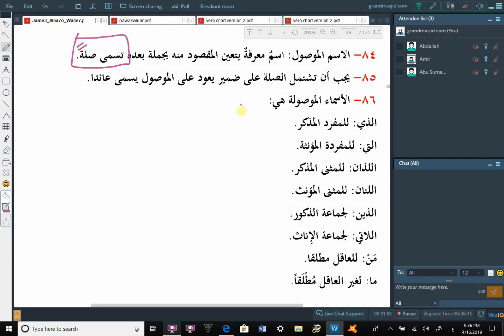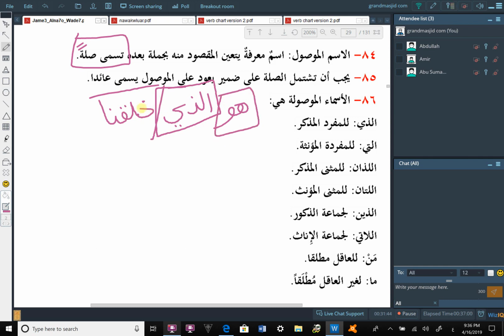So when we say huwa alladhi khalaqana, he is the one who created us. Khalaqana is a sentence. He created us. That's a complete sentence. So this is your silla. Huwa alladhi. Alladhi, this is your ismul mawsul. It is a definite noun which specifies what is meant by it with the sentence after it. So huwa, what about him? Huwa alladhi khalaqana. He's the one who created us.